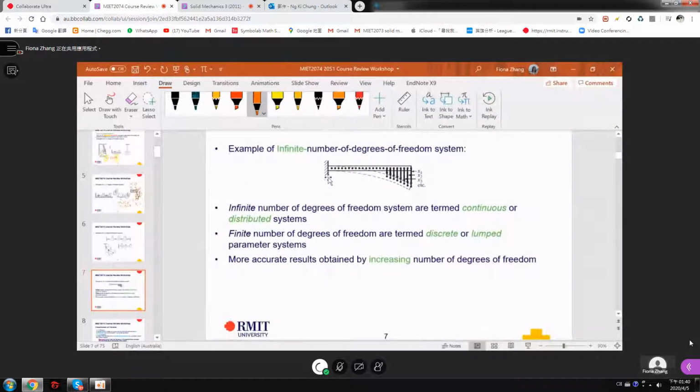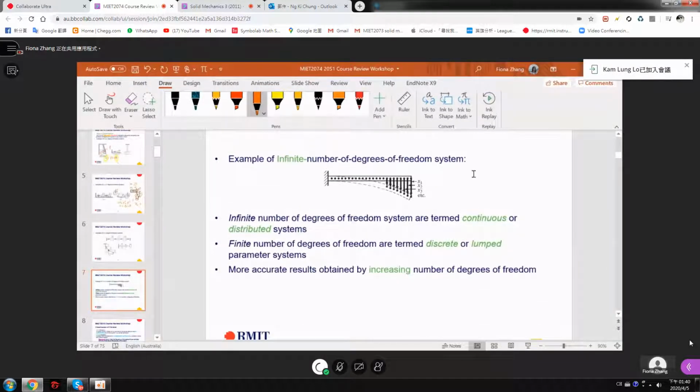Right, so for an infinite number of degrees of freedom, this is for some continuous structure, for example, a cantilever beam here. If it's a continuous distributed system, you have an infinite number of degrees of freedom. Of course, it's very hard to solve based on this kind of degrees of freedom. So even in computer models, we will have a finite number of degrees of freedom, though a large number. Right, a finite number of degrees of freedom is called a discrete or lumped parameter system.